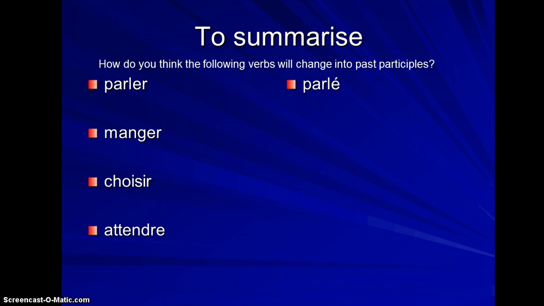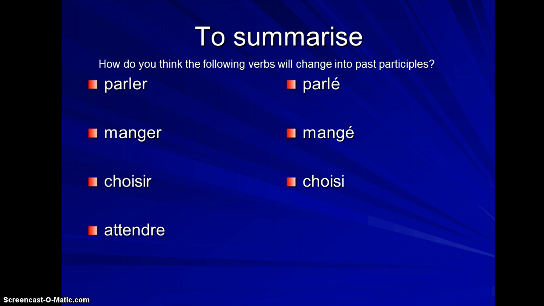That's right. You take off the ER and you add an E with an accent. Manger becomes mangé, but again, it's just spelt that little bit differently. Now, choisir doesn't end with an ER. So what do you think you're going to do this time? Correct. You're going to take off your IR and you're going to add the letter I. Choisi. And this time we notice with attendre that it ends with an RE.